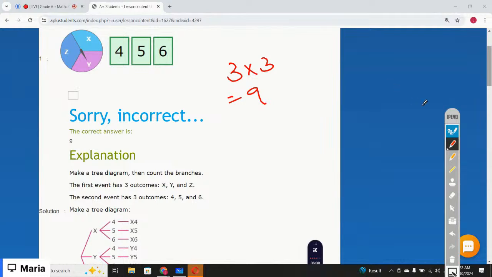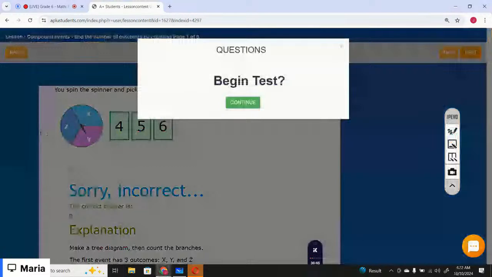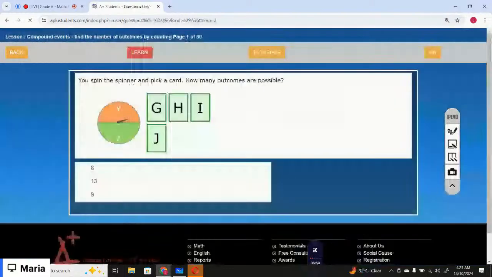Okay, let's just start with the test questions. Okay, you spin the spinner and pick a card. How many outcomes are possible? So which is the correct option?